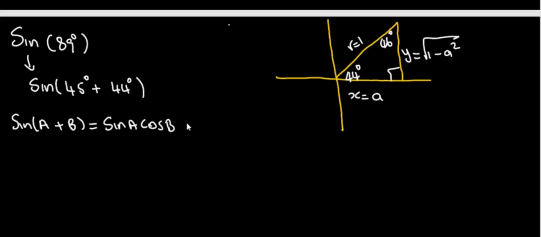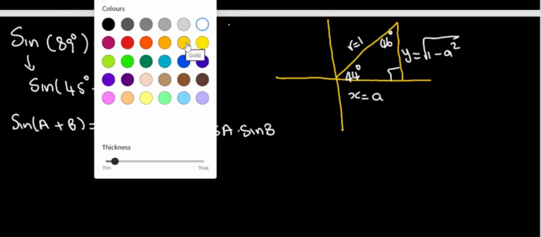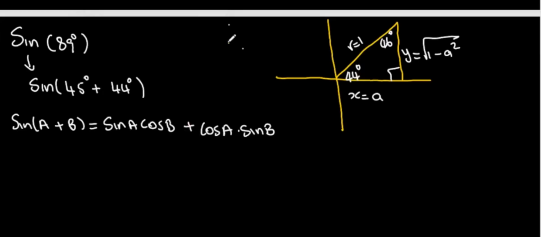Therefore the sine remains the same. We're going to add the cos A times the sine B. So we know what A is, and we know what angle B is, so we just have to substitute. Where there's A, we put 45. Where there's B, you substitute 44.